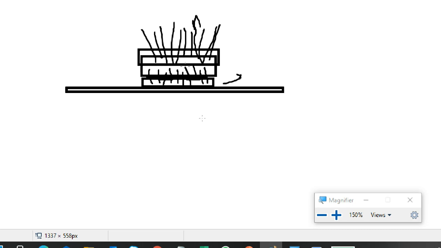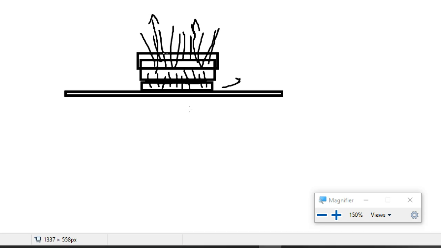The heat which is generated from the CPU will be absorbed by the heat sink, and it is evaporated outside only. So this is one thing.